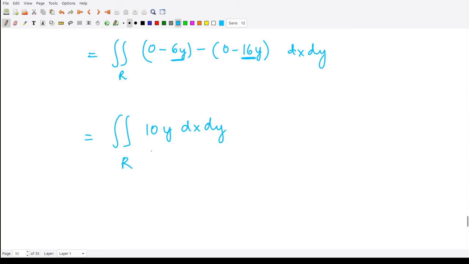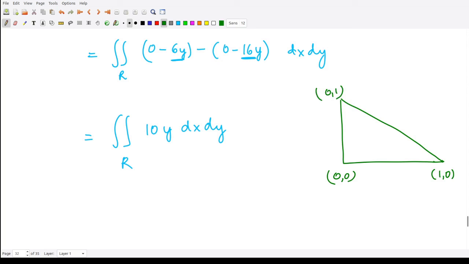Now remember, what was your region? Your region was a triangle defined like this. This point was 0, 0. This point was 1, 0. This point was 0, 1. This was O, this was B, this was A, and you traveled in this direction. So this was your region.